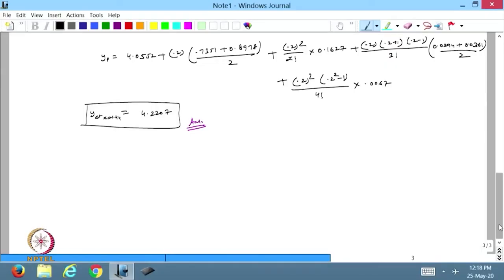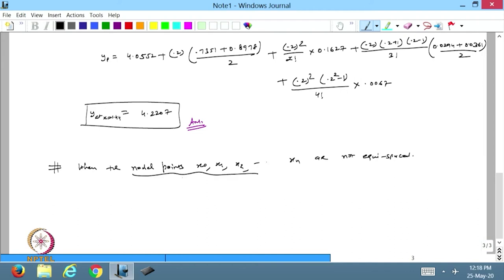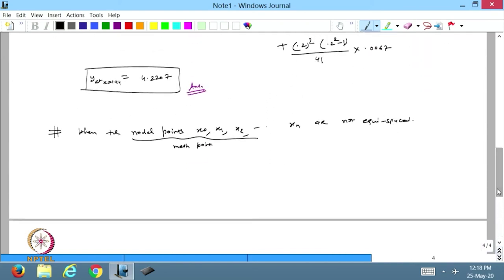Now, this is about the equispaced case. Let us see what will happen when the nodal points x0, x1, x2 up to xn are not equispaced. These nodal points are also sometimes called mesh points. So what will happen when these are not equispaced?